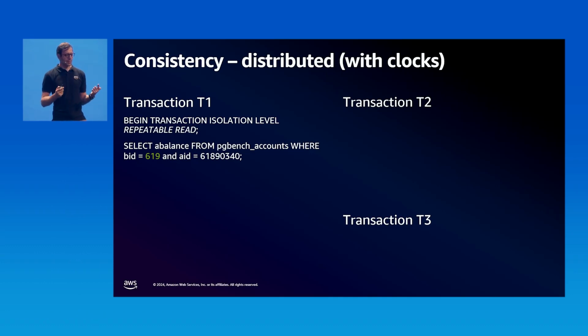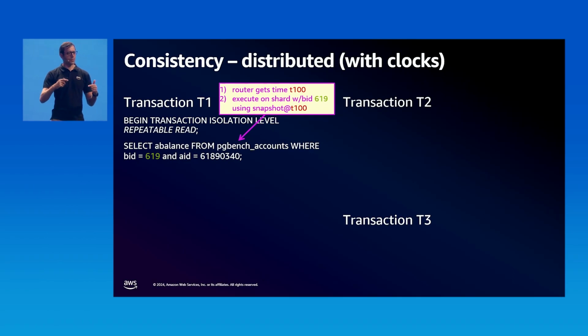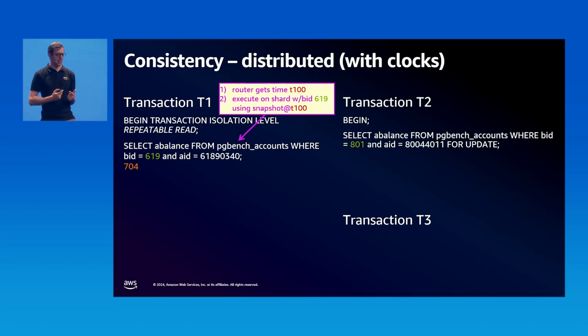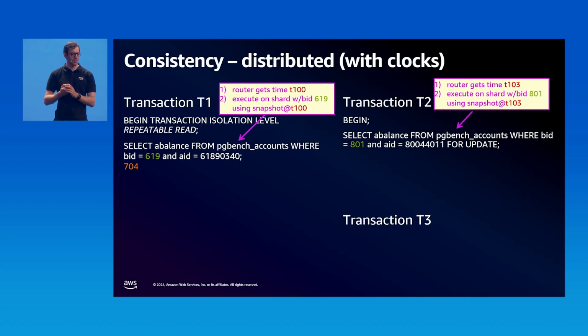So if I'm doing repeatable read, I send a query to the cluster. The router will assign a timestamp to it, in this example T100. Using the global clocks, everybody will know when this query happened. Sending the query gives a result. In parallel, I have a different transaction, transaction 2. This is another request router happening in parallel, and it gets another timestamp, in this example T103.